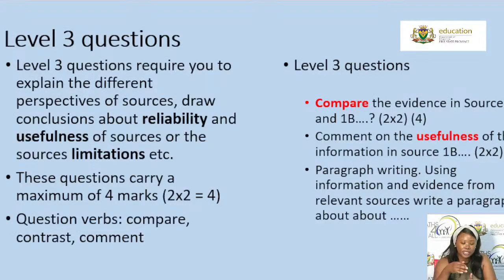How do we know about level 3 questions? They carry a maximum mark of 4. We know it's 2 times 2, and the question verbs usually are compare, contrast, comment. Examples of level 3 questions would be: compare the evidence in source 1A and source 1B, and you will also identify them by the 2 times 2 and the 4 within the brackets. Or you can see: comment on the usefulness of the information in source 1B. And next we also see paragraph writing, using the information and evidence from relevant sources to write a paragraph about. So this is how you identify your questions.